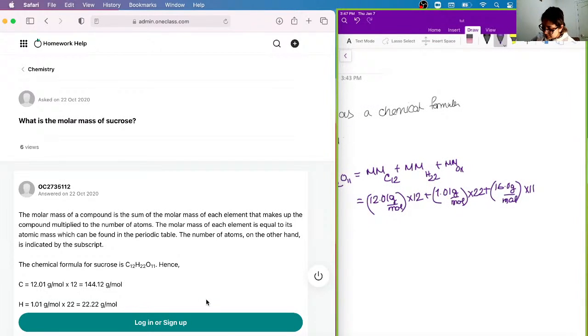And so if we further evaluate this, 12 times 12 is 144.12 grams per mole. Add this with 22.22 grams per mole, right? And then you multiply 16 times 11 and you get 176.0 grams per mole. And you would just add all these three numbers together, and your answer would be 342.34 grams per mole.